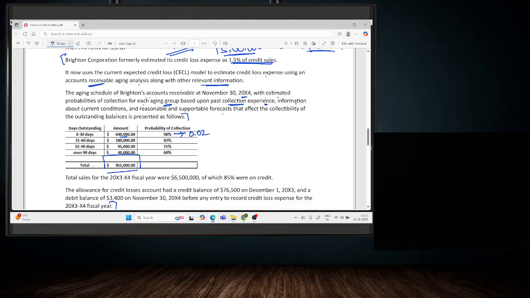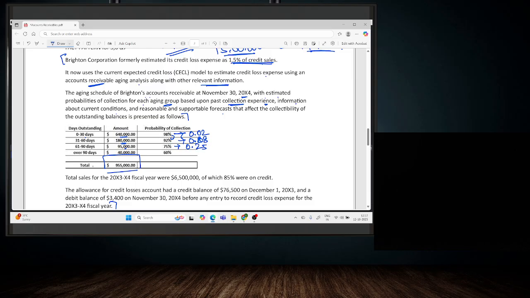Then 1,80,000 rupees worth of customers did not pay the money for 31 to 60 days, and the probability of collecting money from them reduces from 98 to 92. So if the probability of collecting the money from them is 92%, then you are expecting that 8% of customers in this range will not pay the money. Similarly, customers who purchased goods worth 95,000 did not pay for 61 to 90 days. Probability reduces further to 75%, so the probability of not collecting money from them is 25%.